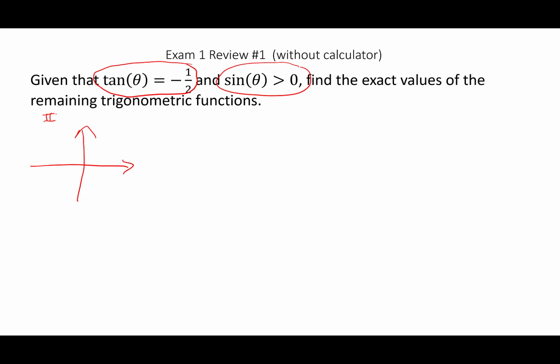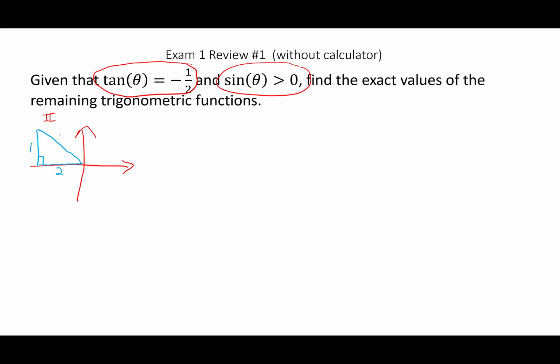And in quadrant 2, I'm going to throw just some made-up angle up here in quadrant 2. Maybe like so. I don't really care if I have the sides correct lengths or anywhere near that. We're going to call this a reference triangle, though, for this particular situation. And if the tangent is equal to -1/2, for my reference triangle, that means I'm going to have an opposite side of 1 over an adjacent side of 2.